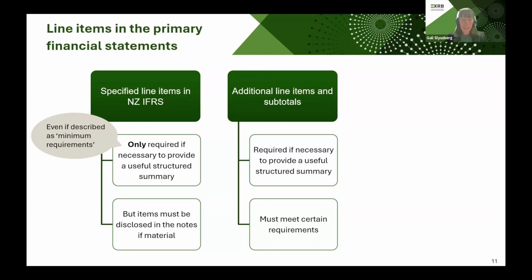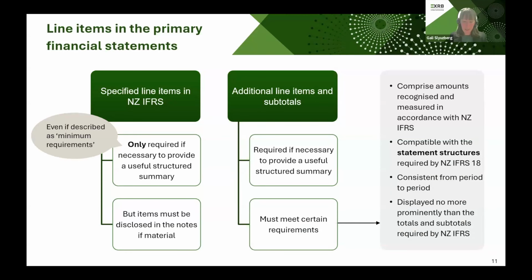NZ IFRS 18 allows for the presentation of line items and subtotals in addition to those that are specified by a standard. For example, NZ IFRS 18 requires presenting an operating profit or loss subtotal and certain other subtotals, but you may decide that an additional subtotal would provide a useful structured summary of income and expenses. However, certain requirements must be met in order to do so, as shown here on the slide. I want to point out that additional line items and subtotals must be compatible with the statement structures that are required by NZ IFRS 18.